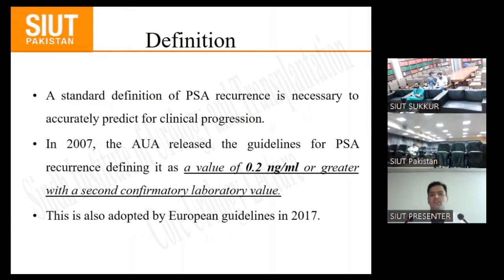A standard definition of PSA recurrence is necessary to accurately predict clinical progression. In 2007, the AUA released guidelines for PSA recurrence, defining it as a value of 0.2 or greater with a second confirmatory laboratory value. This was also adopted by the European guidelines in 2017.